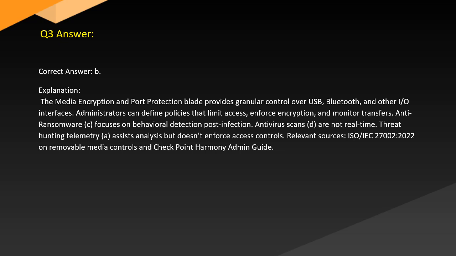Anti-ransomware, C, focuses on behavioral detection post-infection. Antivirus scans, D, are not real-time. Threat hunting telemetry, A, assists analysis but doesn't enforce access controls. Relevant sources: ISO 27002:2022 on removable media controls and Check Point Harmony Admin Guide.